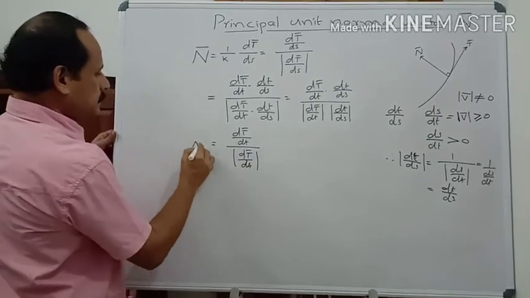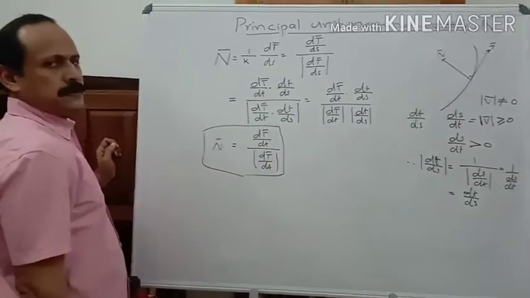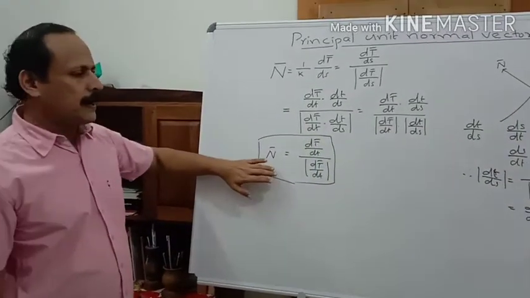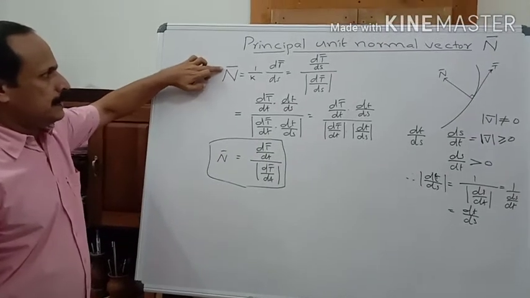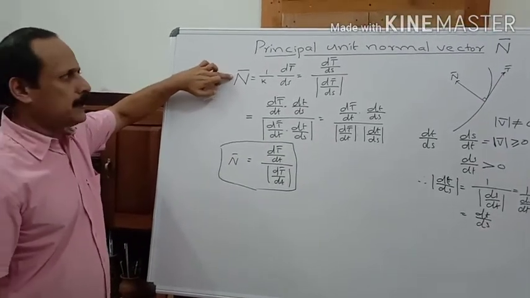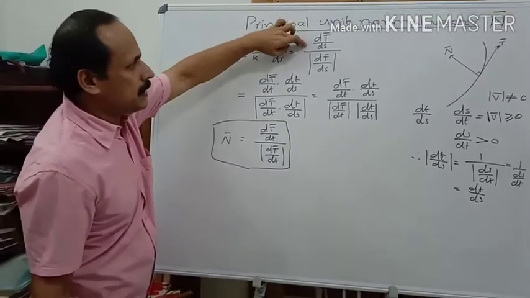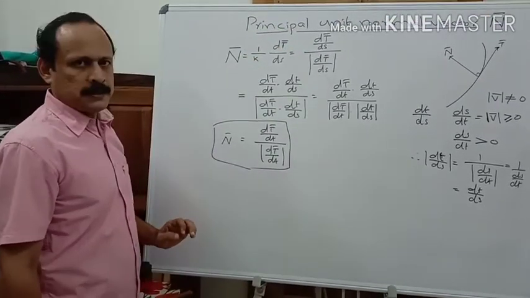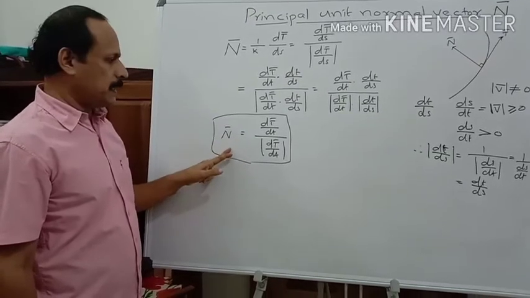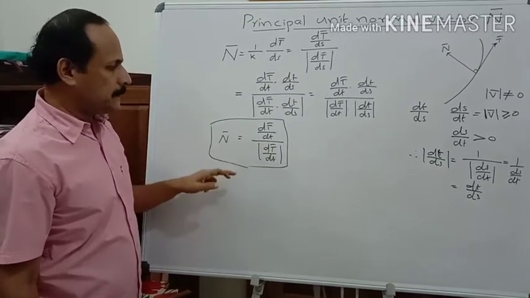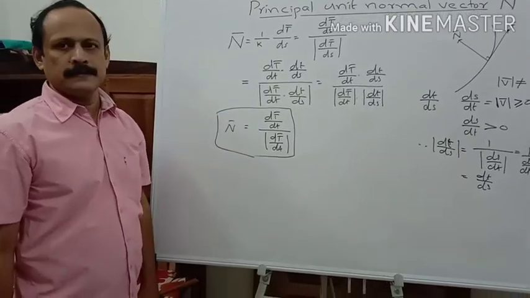and this formula is used for calculating n bar. Thus, by the definition, n bar equal to 1 by kappa into dt bar by ds or dt bar by ds by mod dt bar by ds. While for calculation we use this formula, n bar equal to dt bar by dt by mod dt bar by dt.